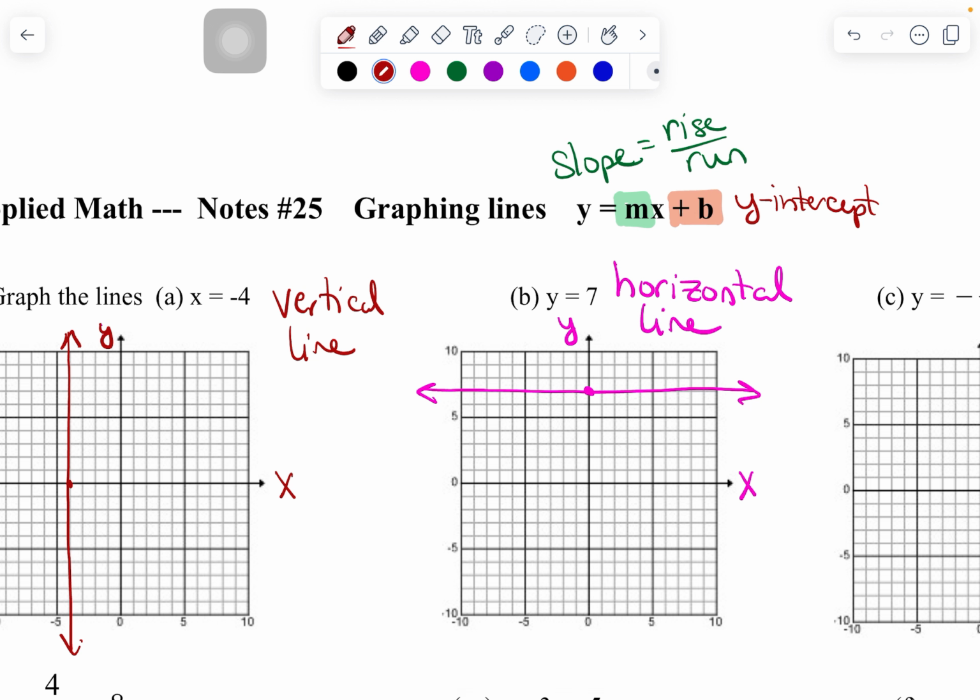And I just threw my pencil on the floor. Hold on. There we go. Okay. So it's where you cross your y-axis.